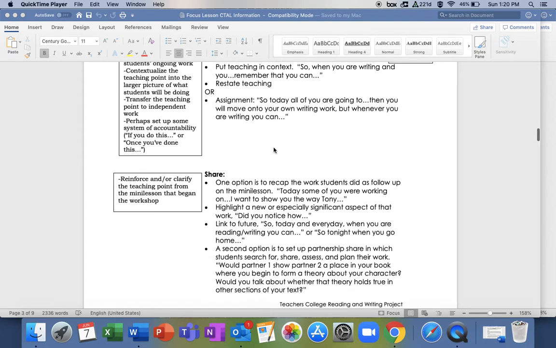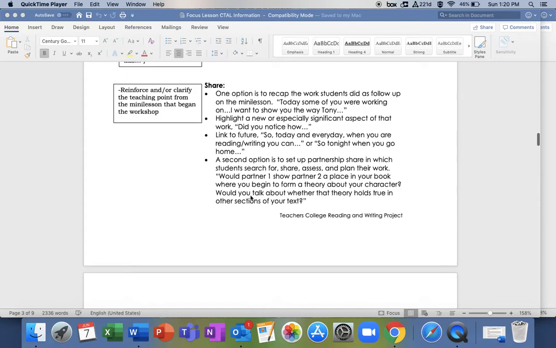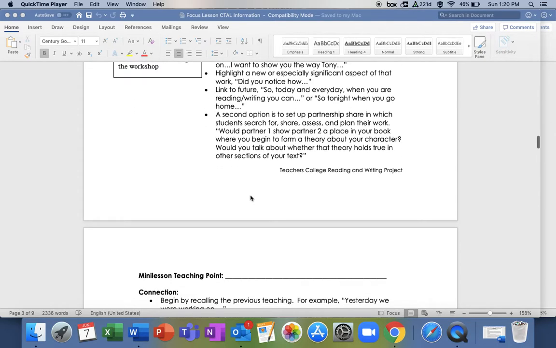Again, after they've had some independent practice out on their own, we bring them back to the carpet, and this is where they have an opportunity to share what they worked on as readers or writers.